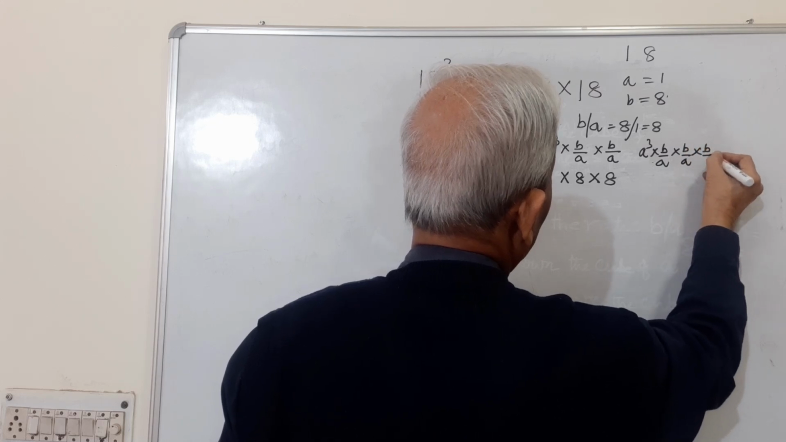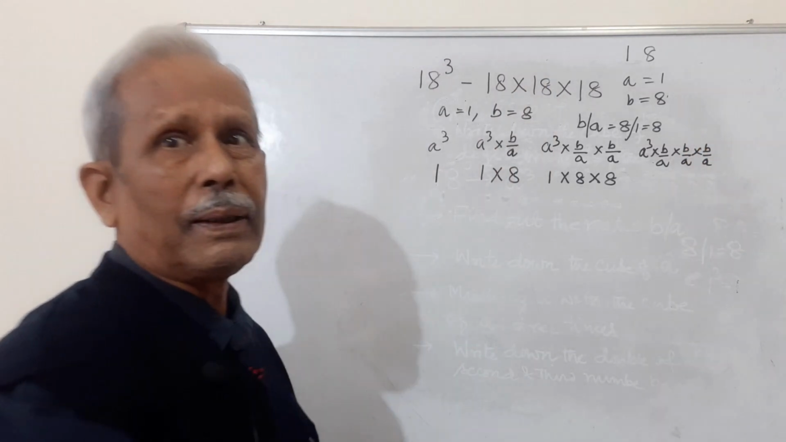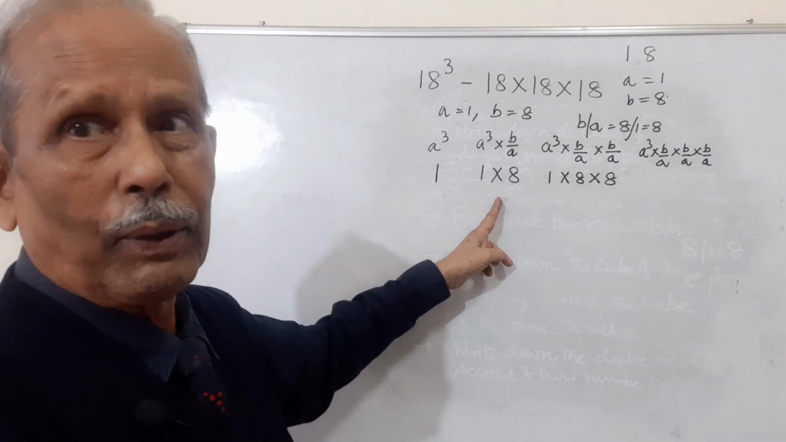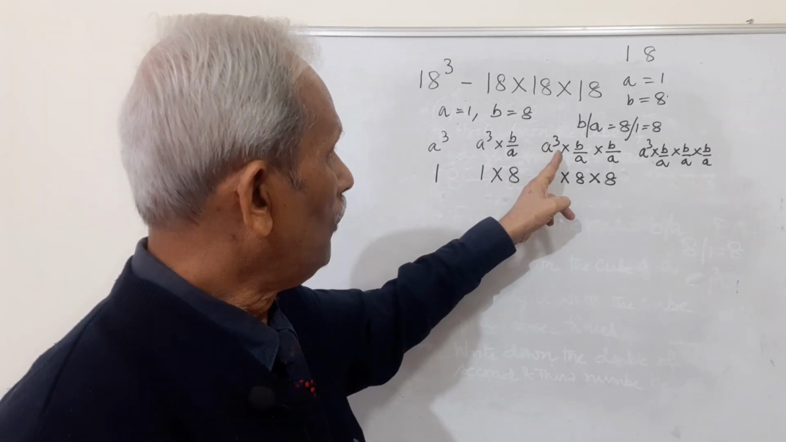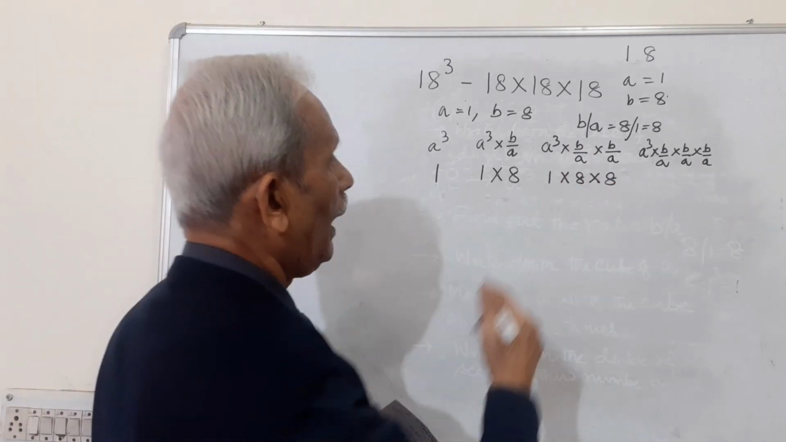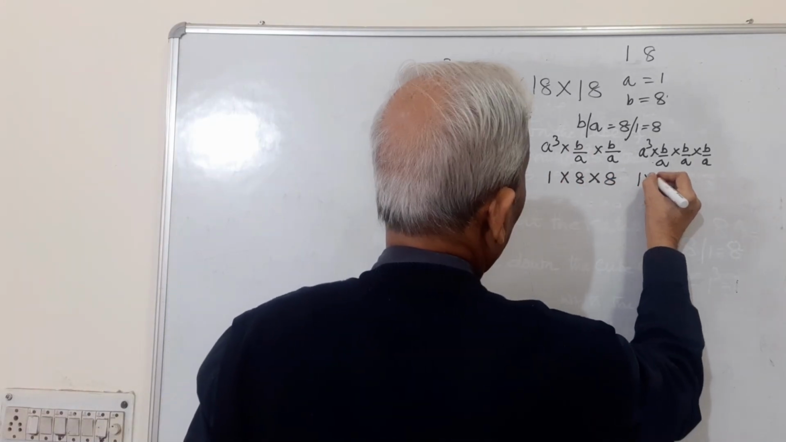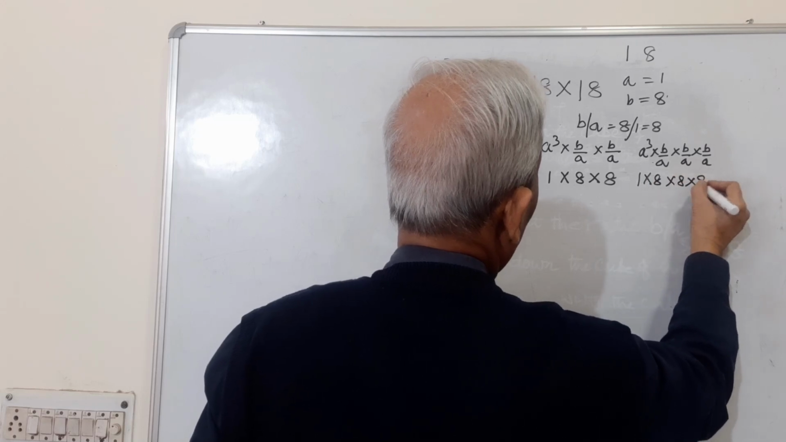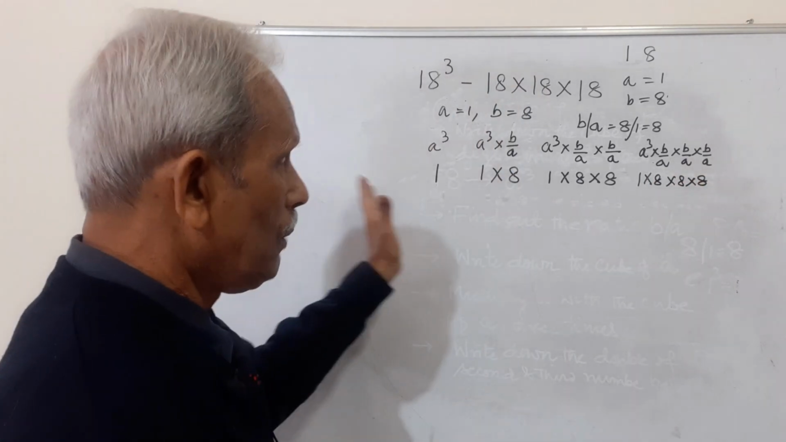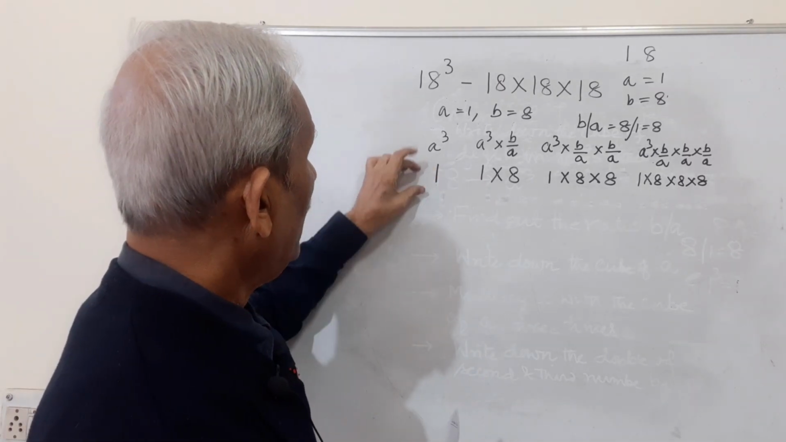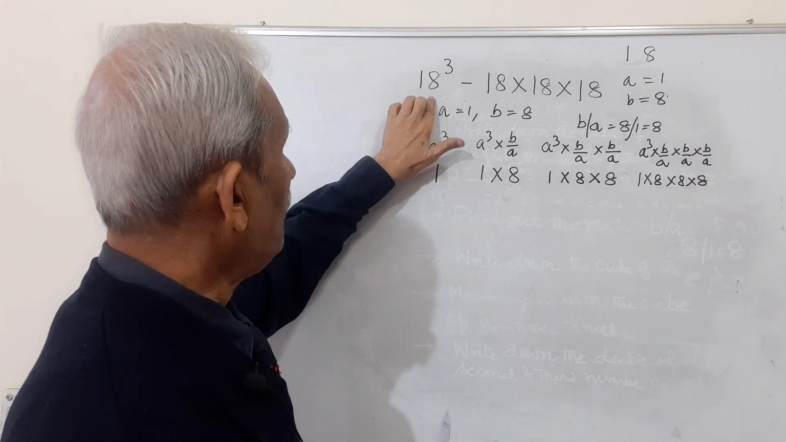Multiply it 3 times. So the first time it is 1 time, multiply it 1 time. Second, multiply 2 times. Third, multiply 3 times, and it will become 1 into 8 into 8 into 8. I hope you have understood, but this is the most important line. You should understand it. First write down a cube, where 18 is the number.